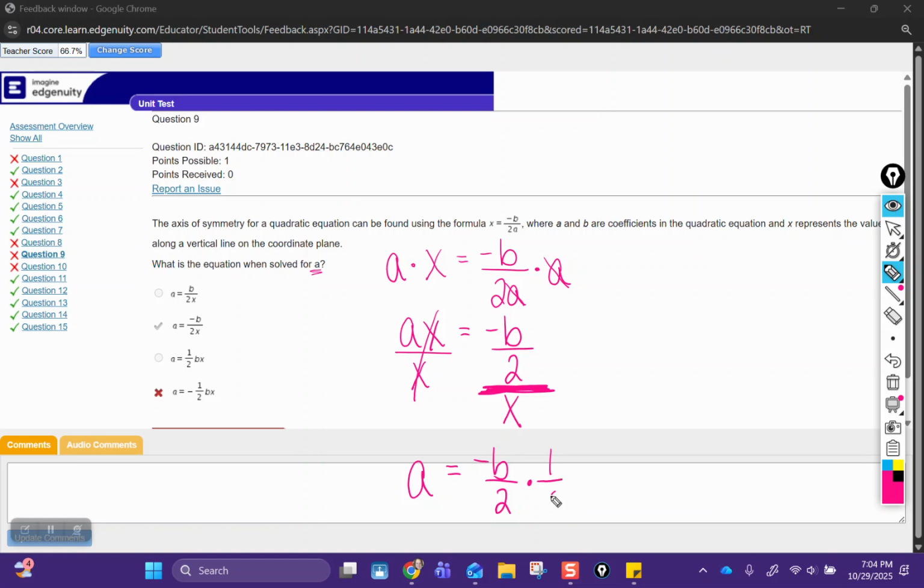And now I just multiply across the top and multiply across the bottom. And you see how we get negative b times 1 is negative b. And on the bottom, 2 times x is 2x. If you go back to the original, it looks like a and x just kind of switched places. I talk about that with my students, but I certainly make sure that they understand the algebra of solving the equation to get the correct answer.